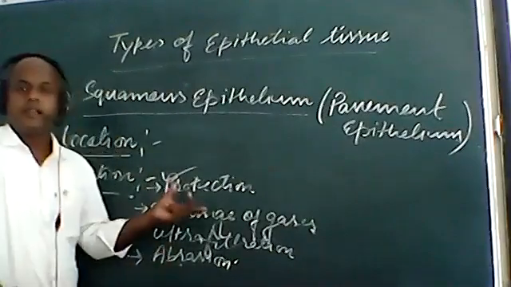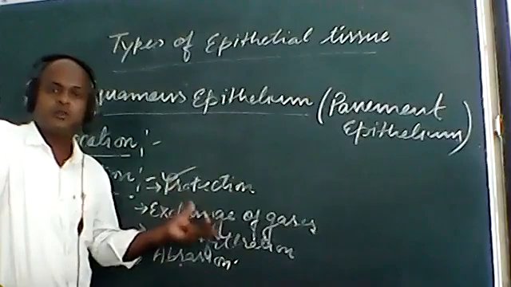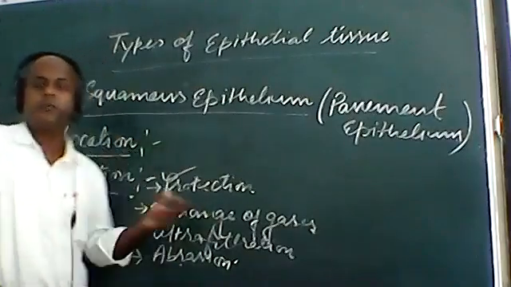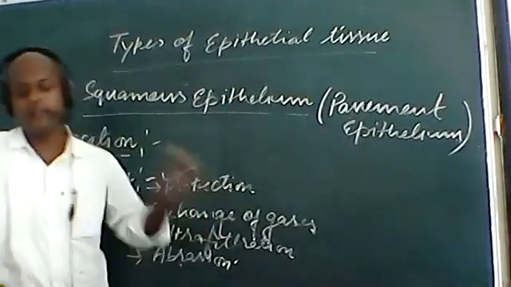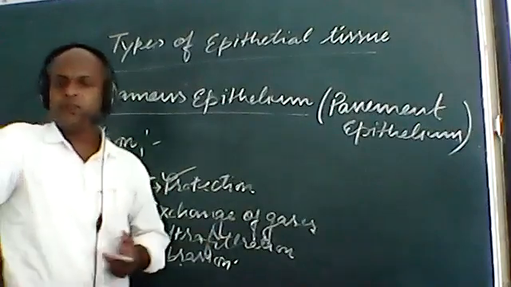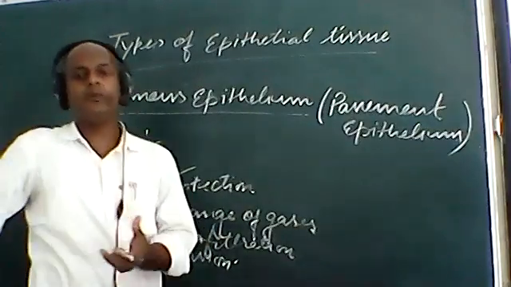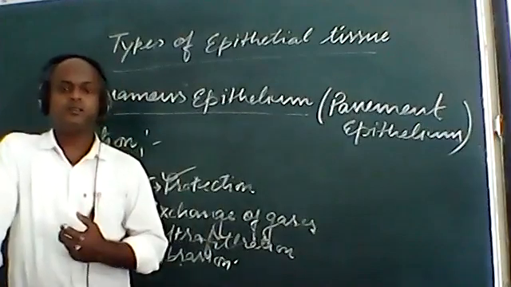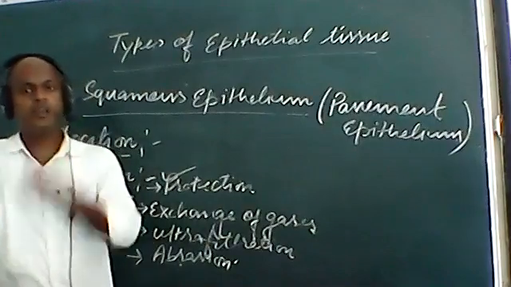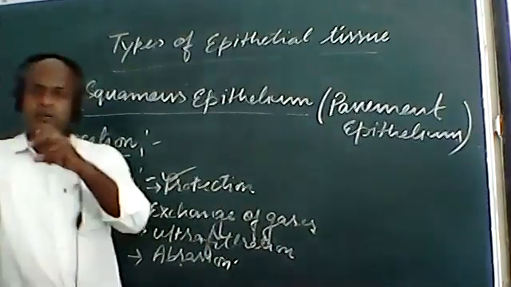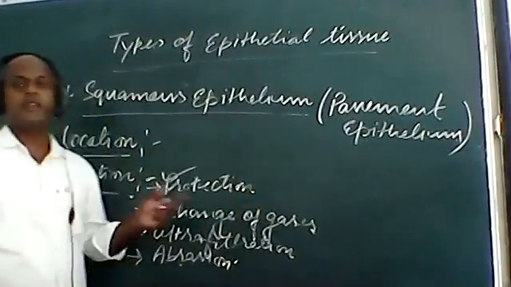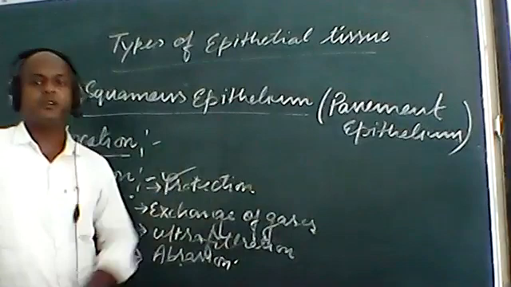We can say that this squamous epithelial tissue is present in the bronchioles, and if it is present in the bronchioles, then it will help in the exchange of gases like oxygen and carbon dioxide, because in the lungs there is the presence of alveoli, and that alveoli is helpful to absorb the oxygen from the inhaled air, and also to release the carbon dioxide from the blood. In that condition, we can say that it is helpful in exchange of gases.